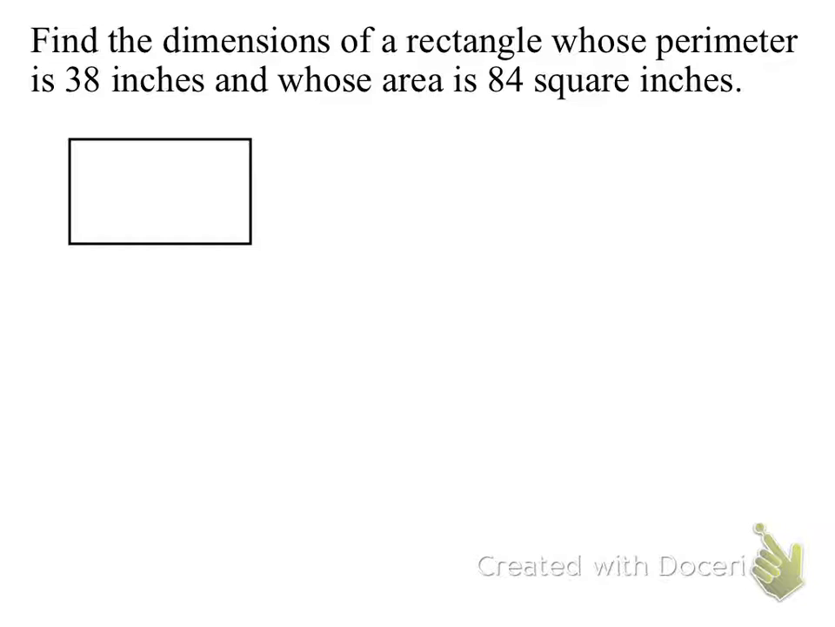Okay. Find the dimensions of a rectangle whose perimeter is 38. So if the whole perimeter is 38, this plus this plus this plus this equals 38, right? Can't we say that half of it equals 19, right? I could divide it in half like this.